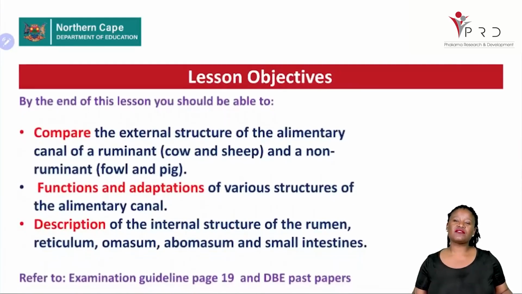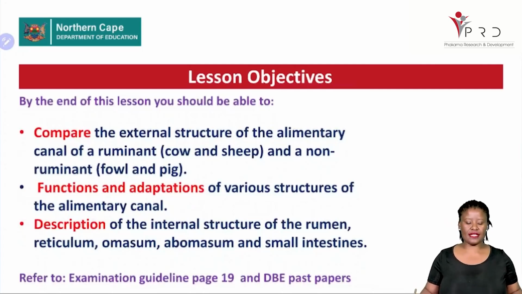The lesson objectives that drive us today: you are expected to compare the external structure of the alimentary canal of a ruminant, where we'll be focusing on a cow or a sheep, and the external structure of non-ruminants, which will be assessed on a fowl and a pig. You must know the alimentary canal of a pig, of a fowl, and of a cow, which is the ruminant we'll be looking at.